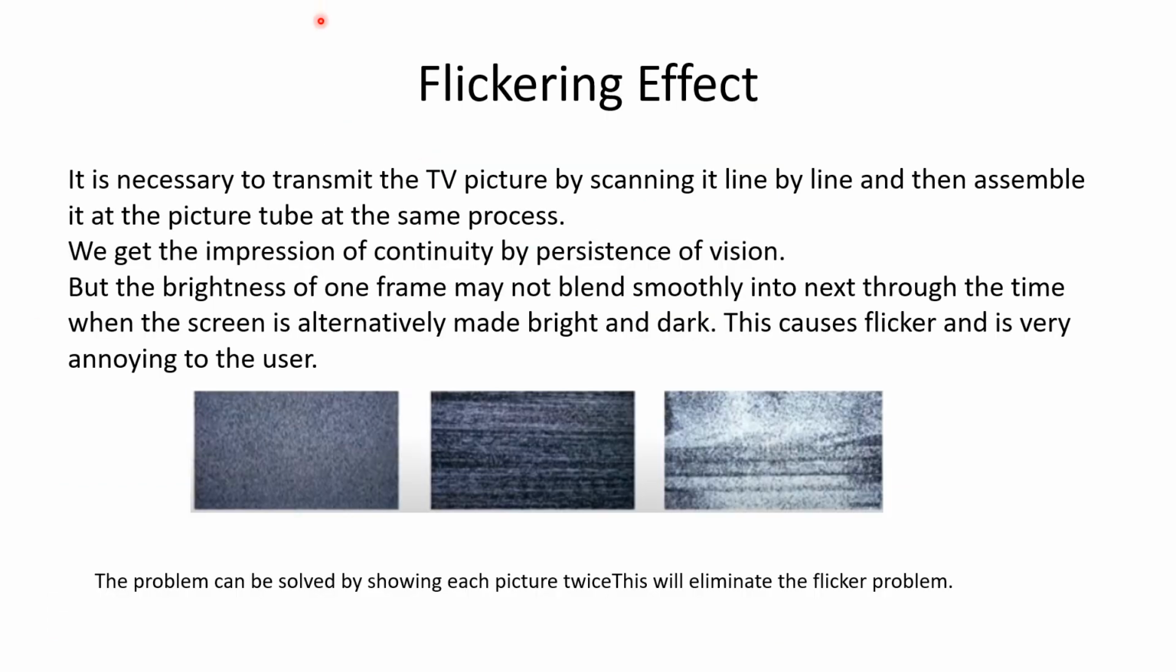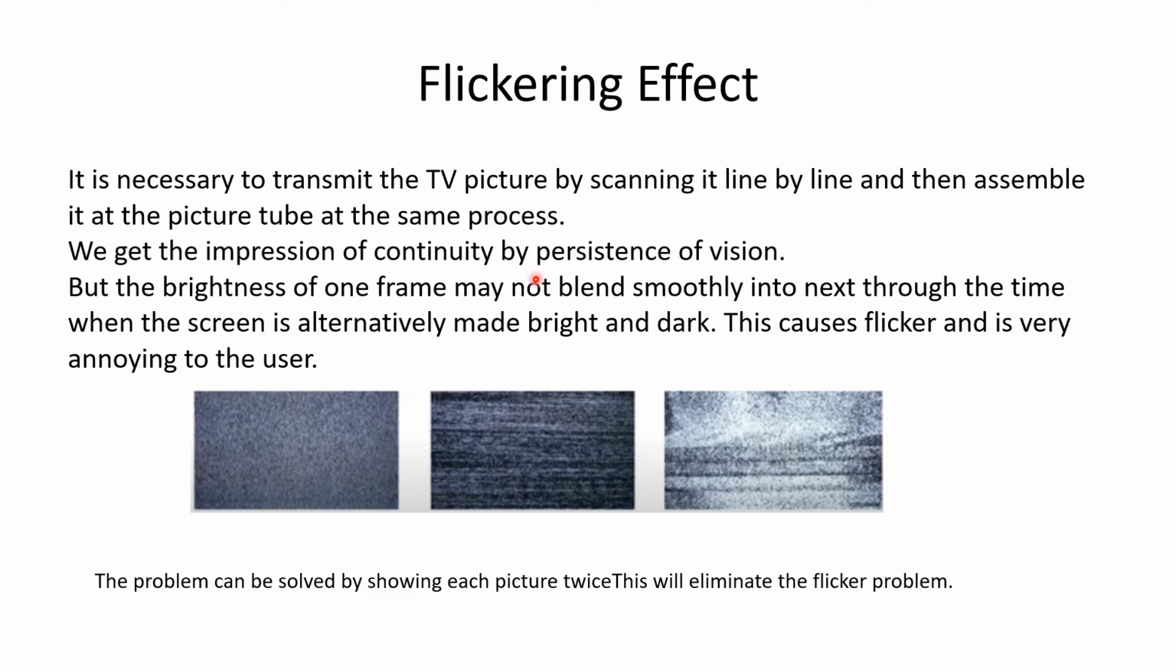Okay, so this is how the scanning process, the progressive scanning principle, takes place, similar to how we actually read a book. There is a problem for progressive scanning called the flickering effect. Now, when we transmit the TV picture with the help of a TV camera, we transmit it by scanning it line by line, and at the other end, in the display, we assemble it in the same process.